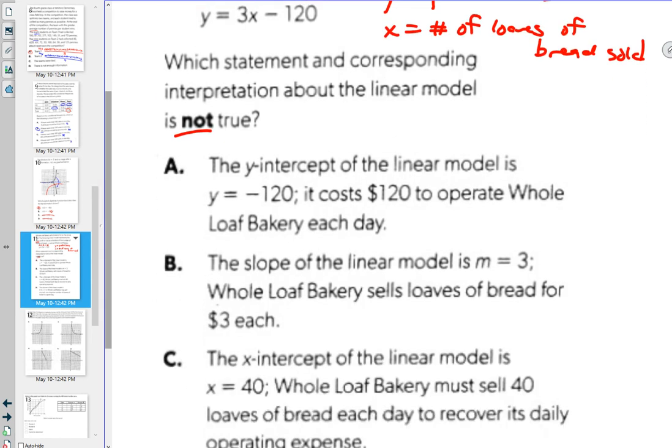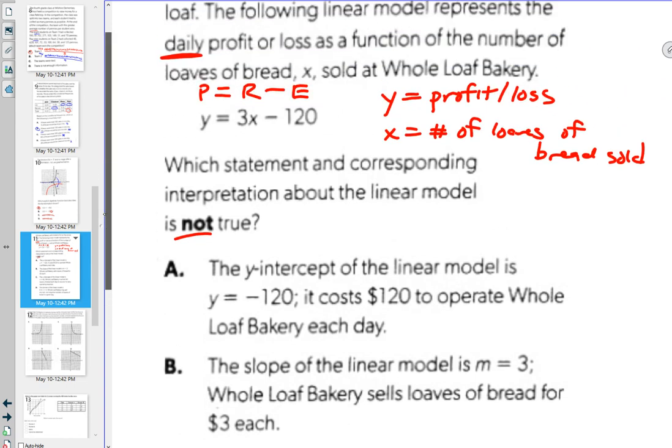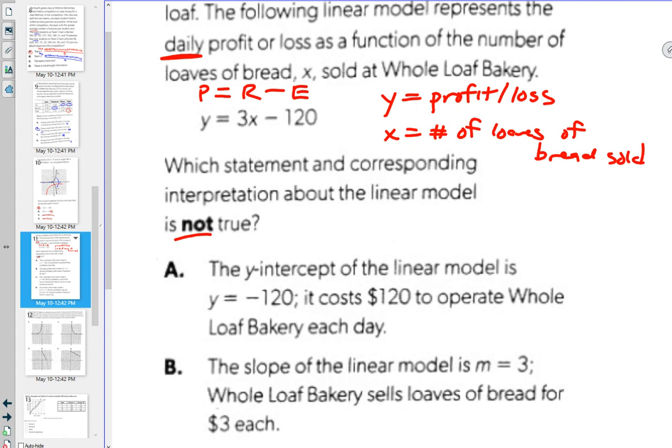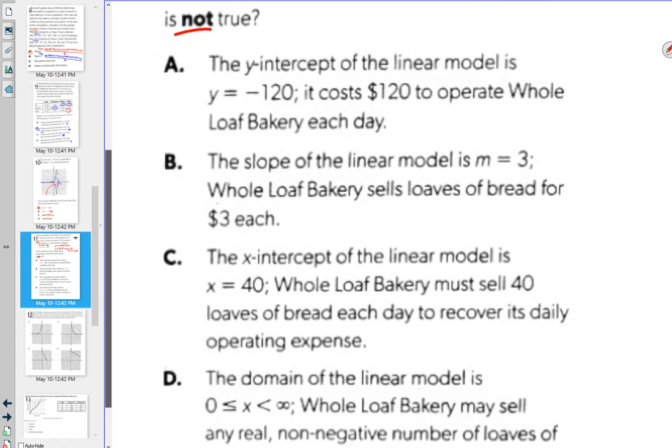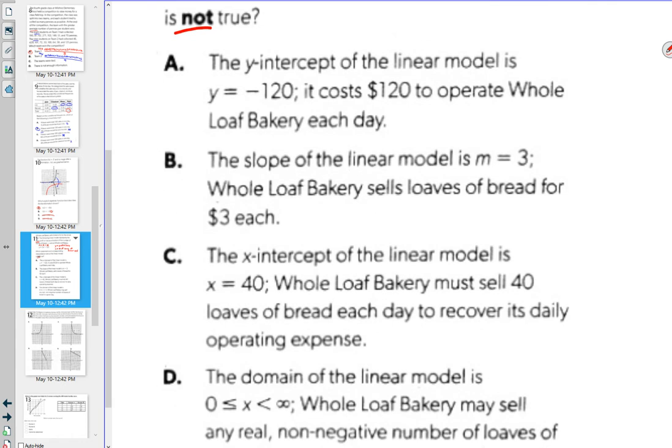B: The slope of the linear model is 3, which means that the Whole Loaf Bakery sells loaves of bread for $3 each. The way you make money is how much you sell each loaf of bread for times the number of loaves sold. So that appears to be correct. C: The x-intercept of the linear model is 40. Whole Loaf Bakery must sell 40 loaves of bread each day to recover its operating expense.